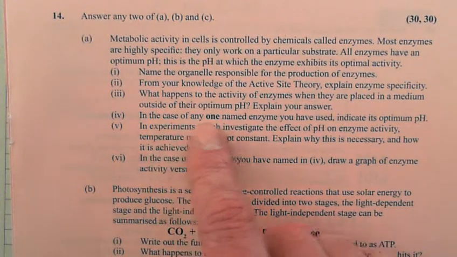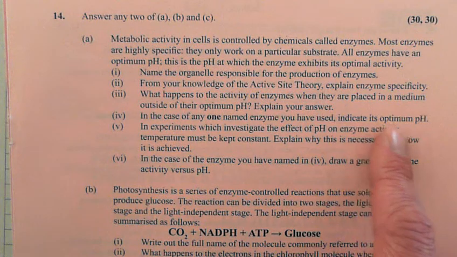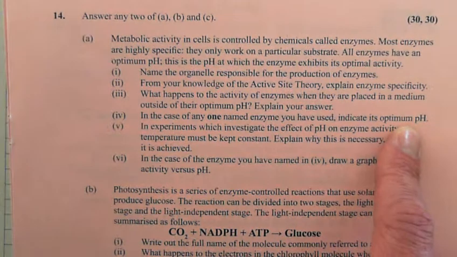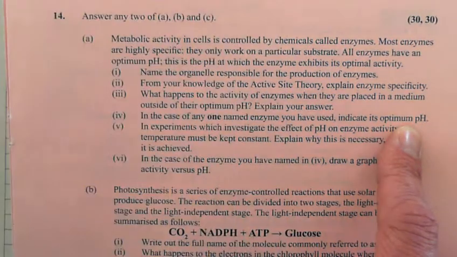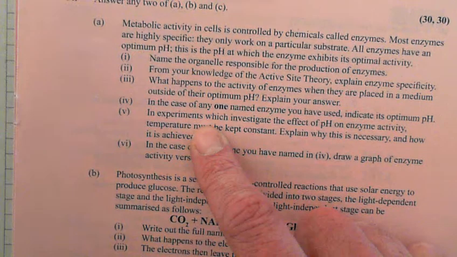Part 4. In the case of any one named enzyme you have studied, you have used, indicate its optimum pH. So catalase, for example, what was that? It was pH 9. It was our best pH when we used it.